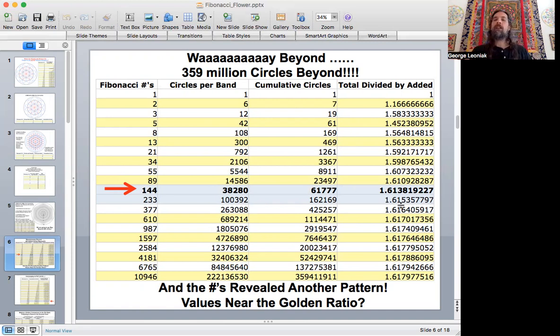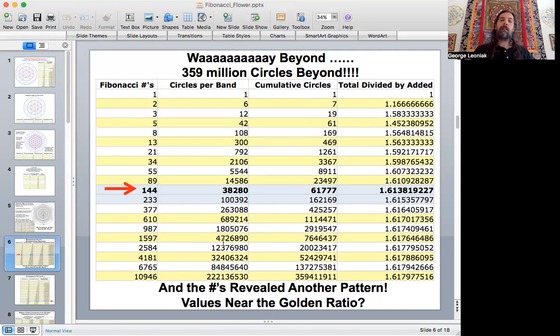It gave me a view that it's going to converge somewhere around 1.618, as it should, because it's following these Fibonacci numbers. But there was another pattern in here, and this is the amazing portion of this discovery. Up to this point, it was a lot of number crunching, and yes, it would probably come close to 1.618 when we do this, the total divided by the added here.